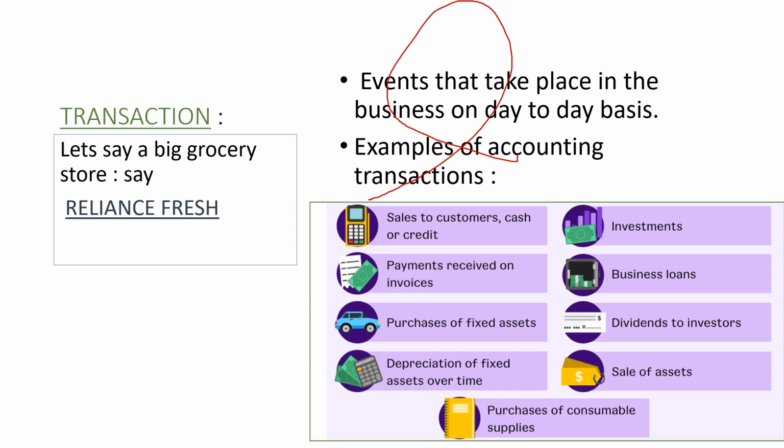So it can be the sale of goods to the customers, either on cash or credit. Then it can be in the form of payments received on invoices, on the bills, purchase of fixed assets. Fixed assets are purchased to be used over a period of more than 1 year, providing you the benefit for more than 1 year. They are purchased with the intention not to resell them.